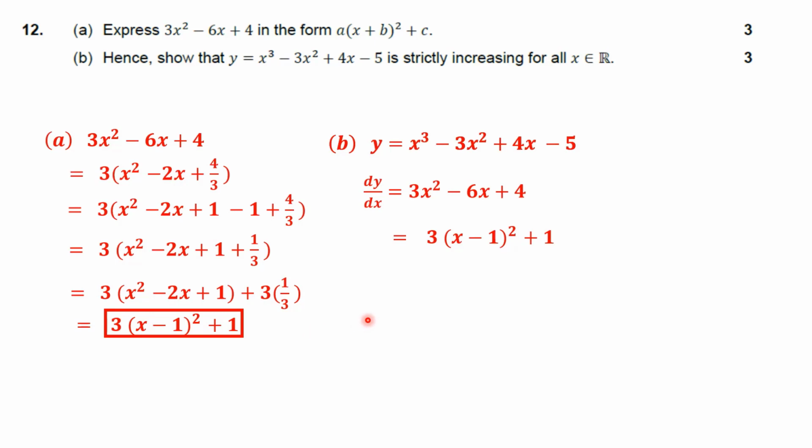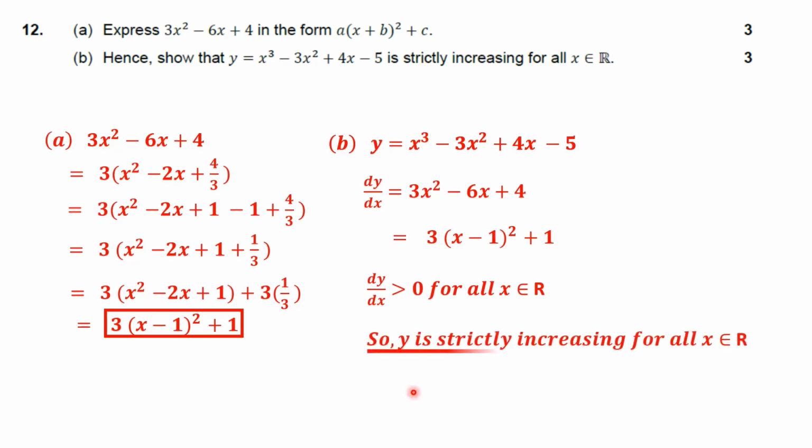Now, a function is increasing when the derivative is never 0 or never negative. Let's check. If you put any number in there for x, if you square it, you're going to get a positive number all the time. Multiplied by 3 is a positive, add 1 is still a positive, so you're going to have that the gradient of the tangent at any point is going to be bigger than 0, and that means that y is strictly increasing for all x on R. And that's the end of the paper.